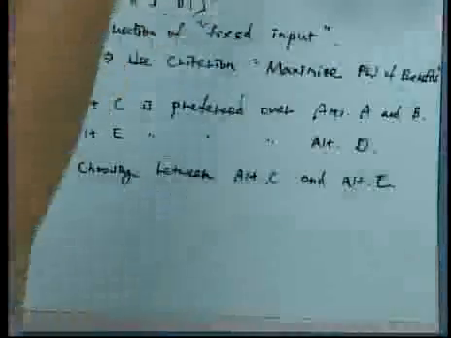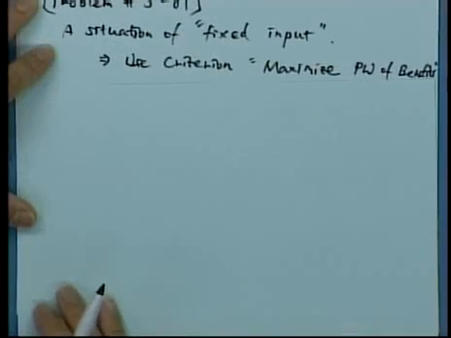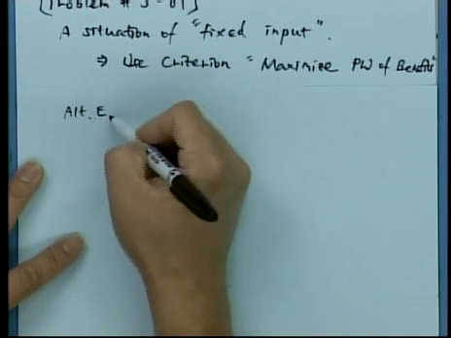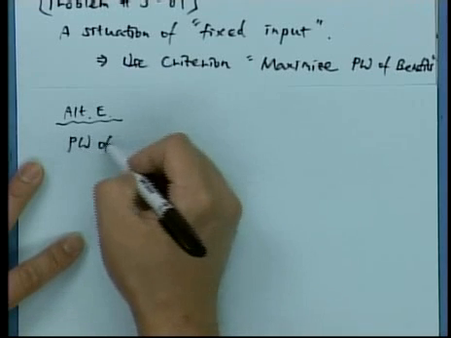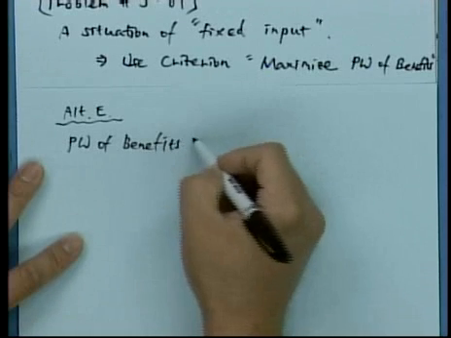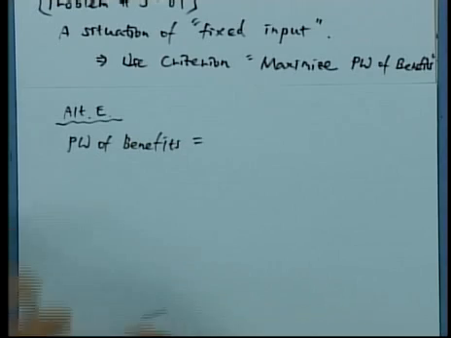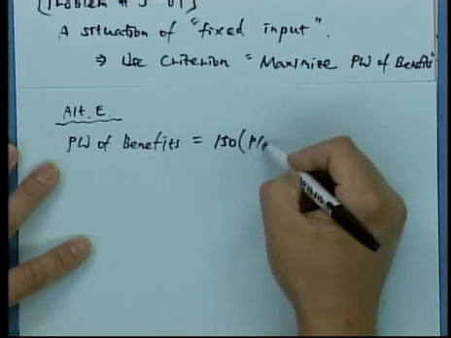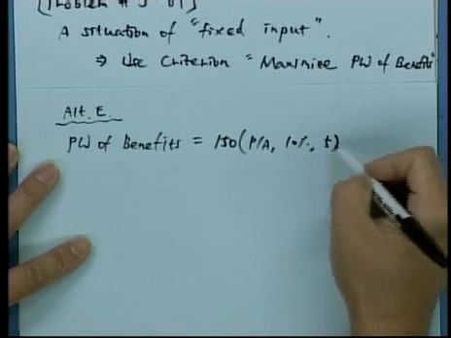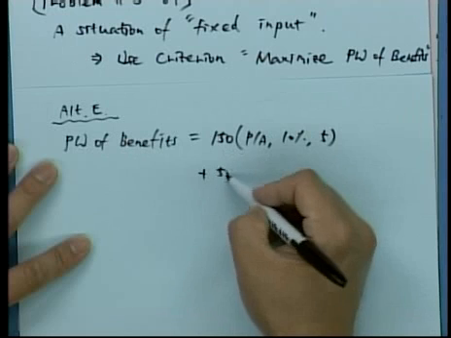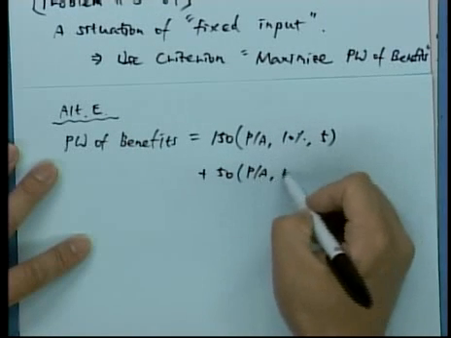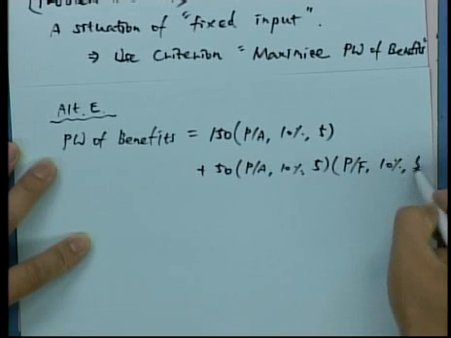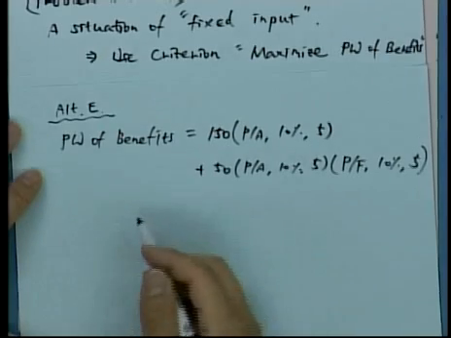How about alternative E then? The present worth of benefit, the same way, is going to be 150 times P given A, 10% over 5 periods, plus 50 times P given A, 10% over 5 periods, and then P given F, 10% over 5 periods. Okay? The same way.